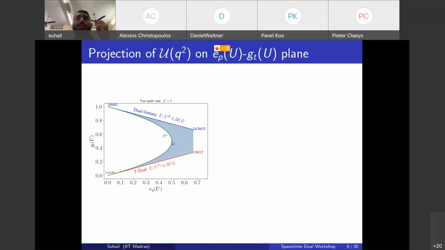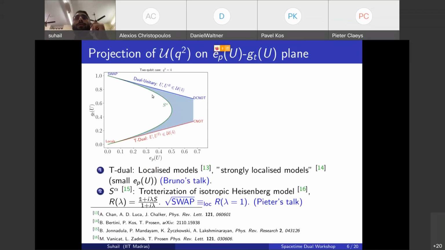First thing to note is that this EP-GT plane has a perfect symmetry around the GT equal to half line. If there is a gate on this T-dual line, these are operators for which the partial transpose is unitary. If I multiply by swap, I go over here. So any gate U, if I multiply by swap, I reflect around the GT equal to half line. This is going to be crucial for the construction of dual unitary operators. Now, dual unitary operators are building blocks of, so to speak, solvable models of many-body quantum chaos.